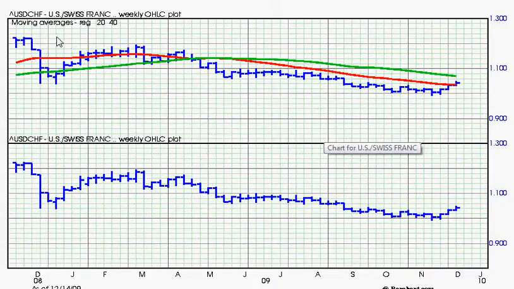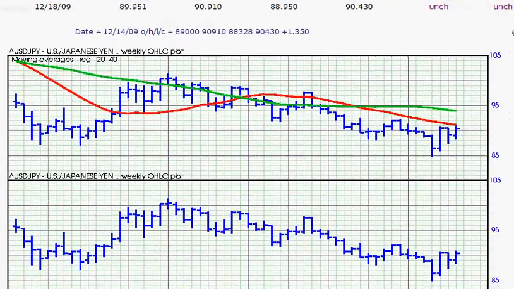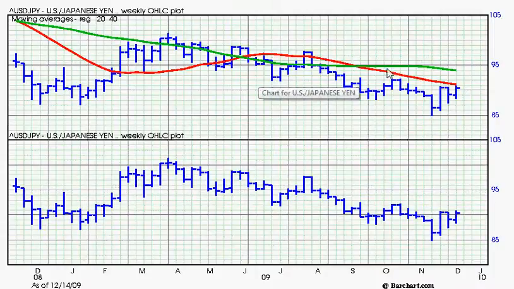Right now, I'm trying to get up a different pair here. Sorry about that. Okay, we're getting up the USD JPY. This is the weekly time frame again. Okay, this is the 40. This is the 20 week moving average. The 20 is below the 40, so that means the trend's down.